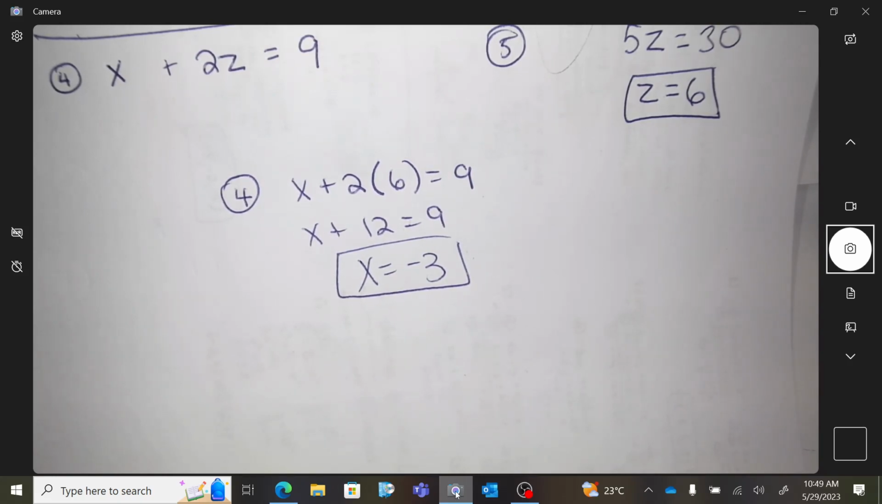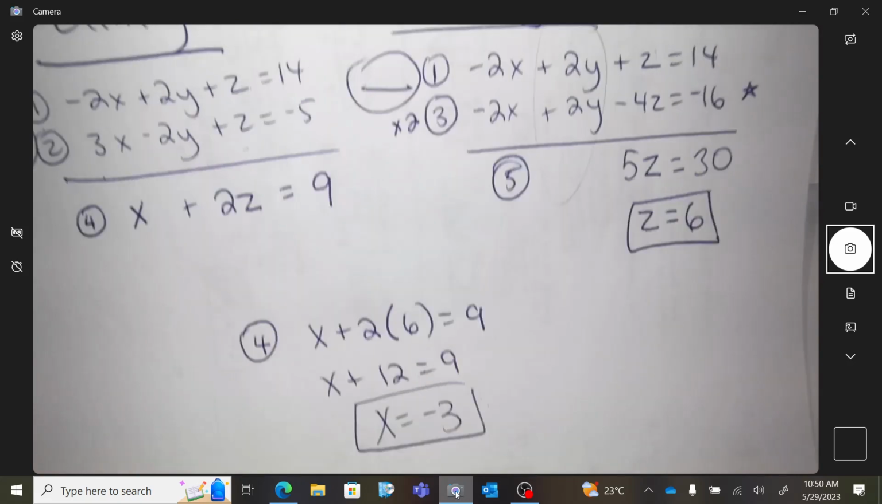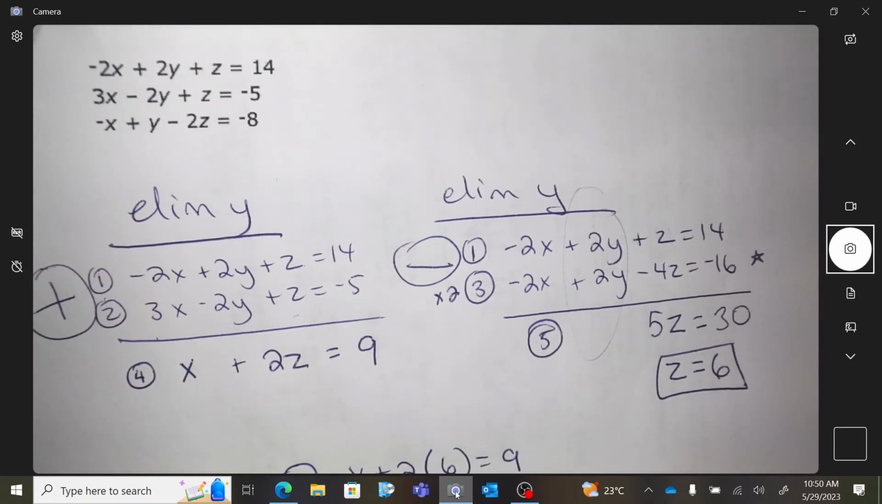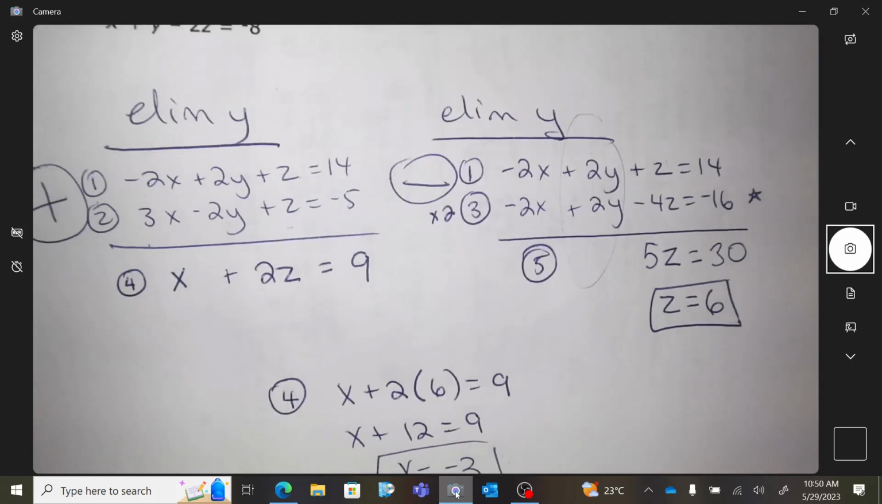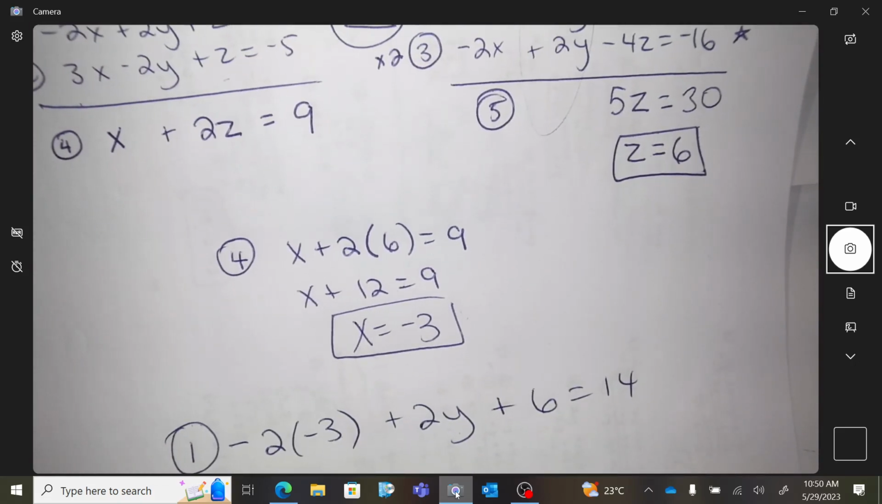I officially have 2 of the letters. So I still am doing plugins. Where do you go when you have 2 of the letters? Where's your plugin now? In any of the first 3. You look and you pick. Doesn't matter. First, second, or third equation. You pick whatever one might look easier.